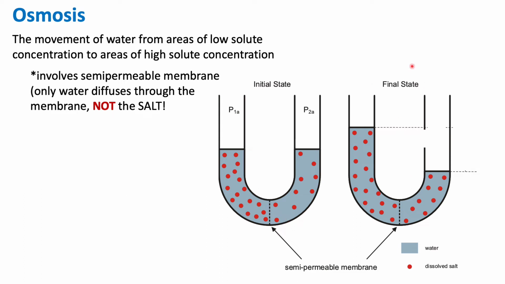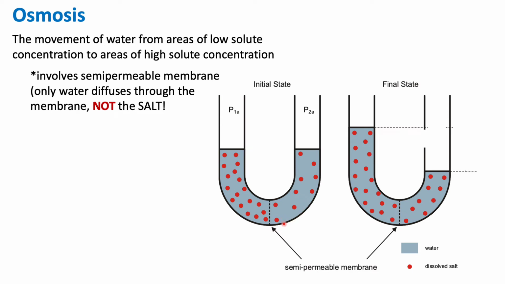And here in the final state, we can actually see that the water moves from the right side through the semi-permeable membrane into the left side to balance out that concentration. And now we can see that the concentration is uniform on both the left and the right side. It's the exact same.